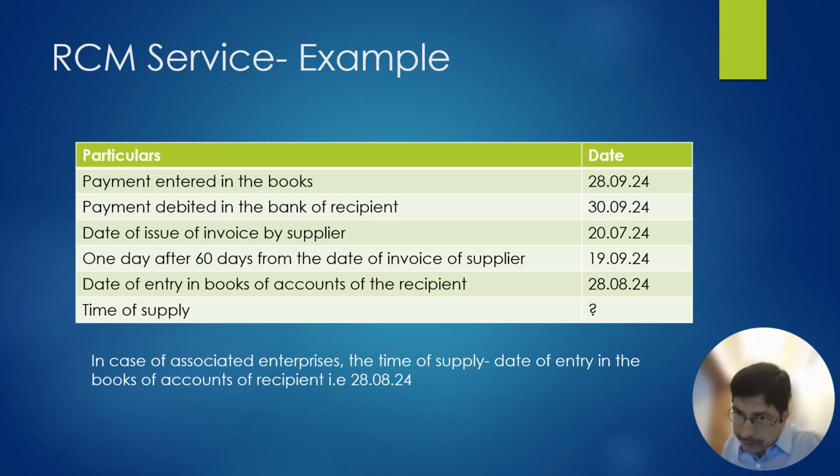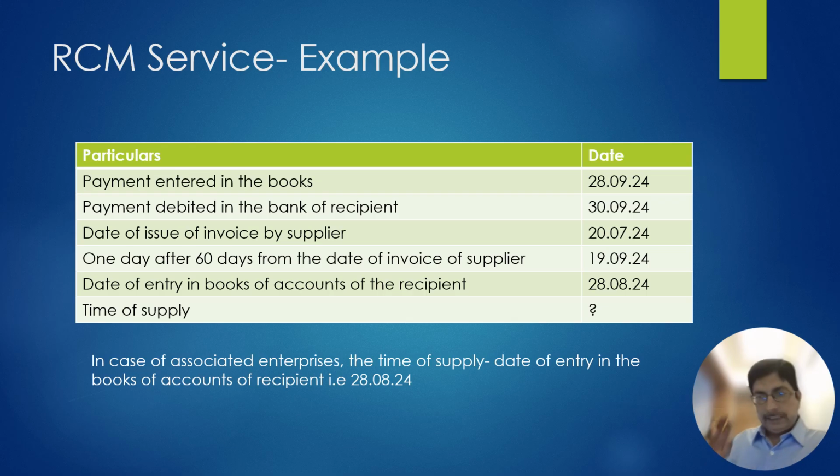Count 61 days. Friends, do not make the mistake of counting 60 days. Count from the date immediately following, because the rule is 60 days from the date of issue of invoice by the supplier. So 61 days from 20 July is 19th September. Correct. So 19th September you will compare with 28th September, and the time of supply in this case is 19th September.